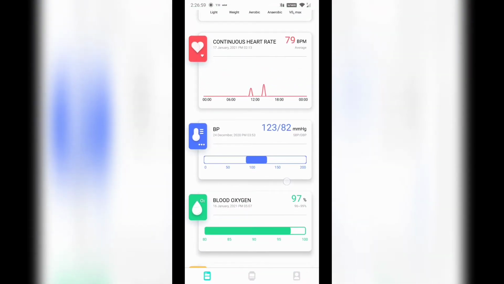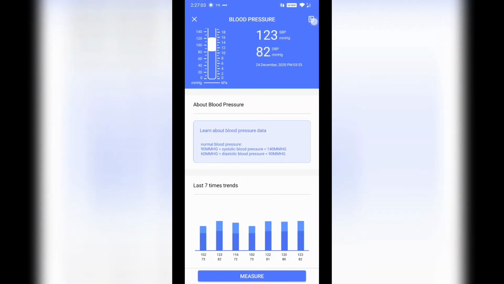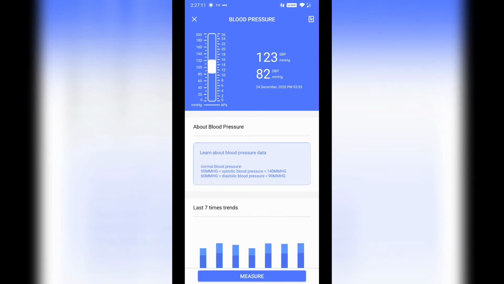Normal blood pressure of an adult is from 90 to 120 or 140. Okay, 140 is the normal range. See the dates: 120, 120, 122, 102, like this I am getting it.